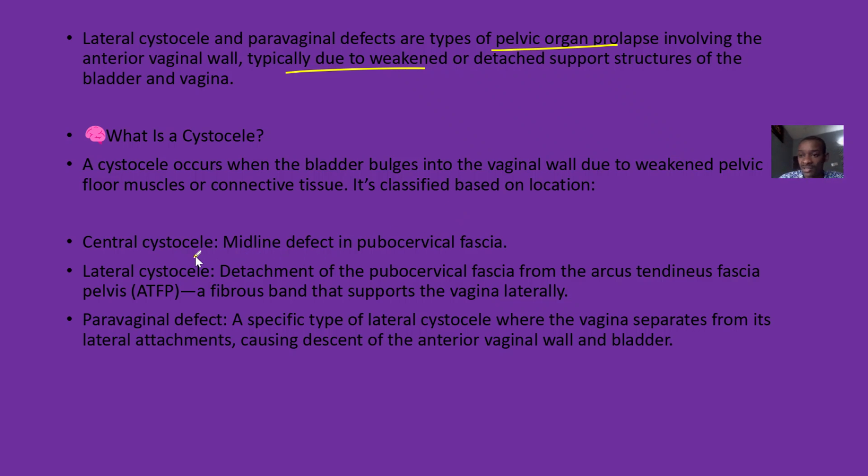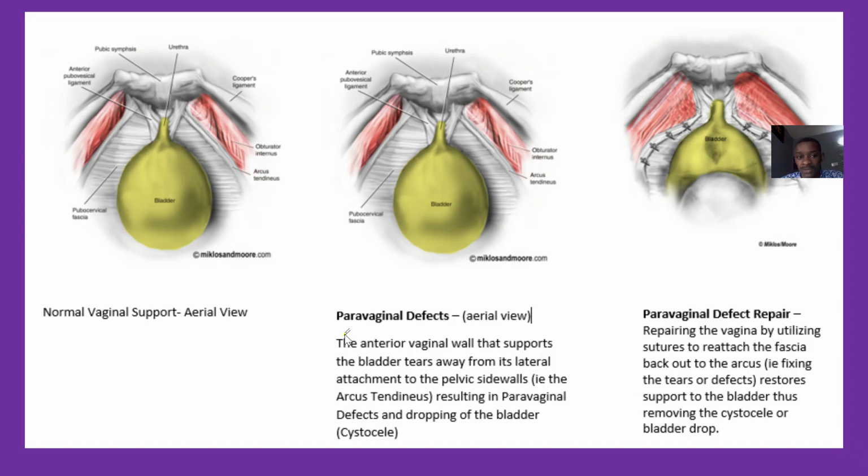We have the central cystocele. Okay, that one is a midline defect. Then the lateral cystocele is detachment of the pubocervical fascia from the arcus tendineus fascia pelvis, right? So paravaginal defect is a specific type of lateral cystocele where the vagina separates from its lateral attachment, causing descent of the anterior vaginal wall and the bladder. Okay.